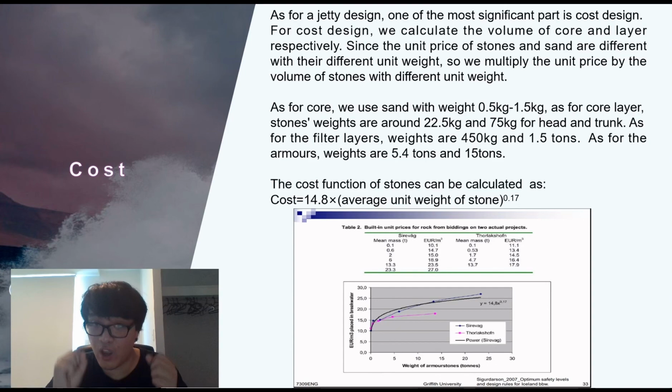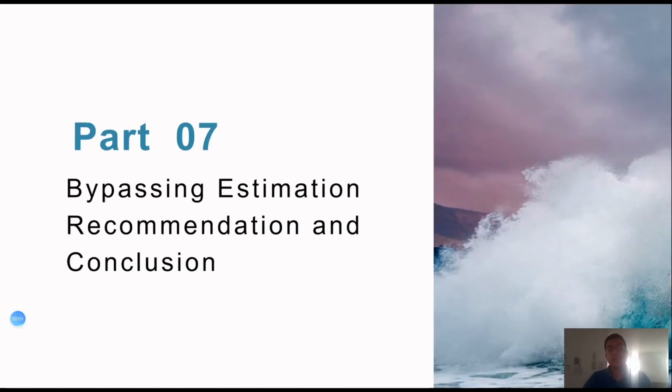0.17 square. Thank you. Oh, this is Tian Shuo. Let me talk about the part of bypassing estimation, recommendation, and conclusion.